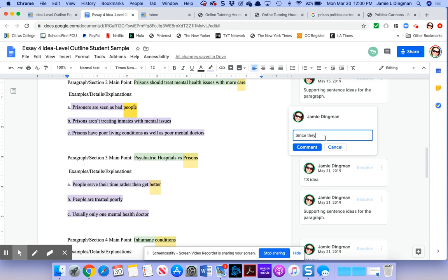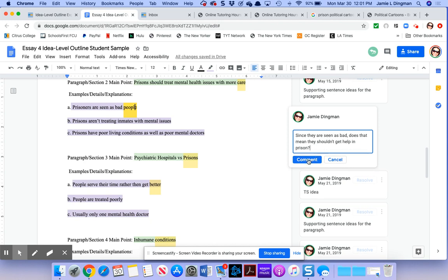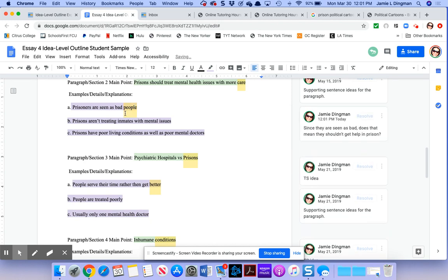So maybe since they are seen as bad, does that mean they shouldn't get help in prison? And I think that's what this person is trying to explain to us, right? That we see prisoners as bad people, and therefore we don't want to provide them with health care, whether it's physical health care or mental health care or education or job training, because we look at that as like, oh, that's a benefit.